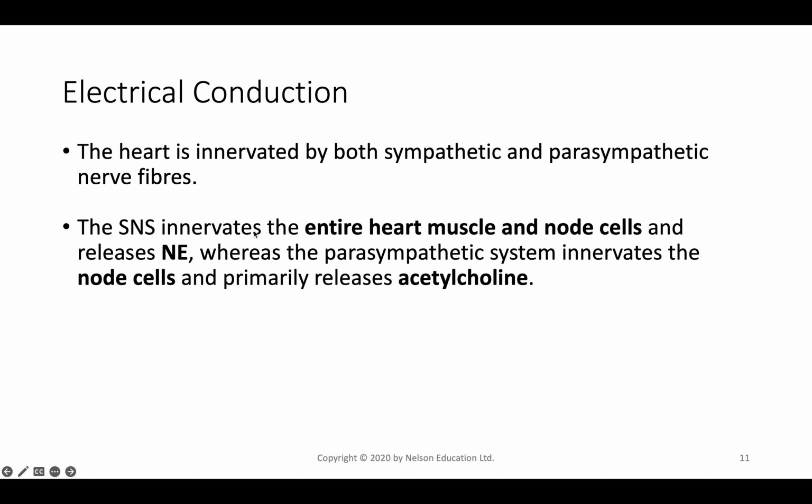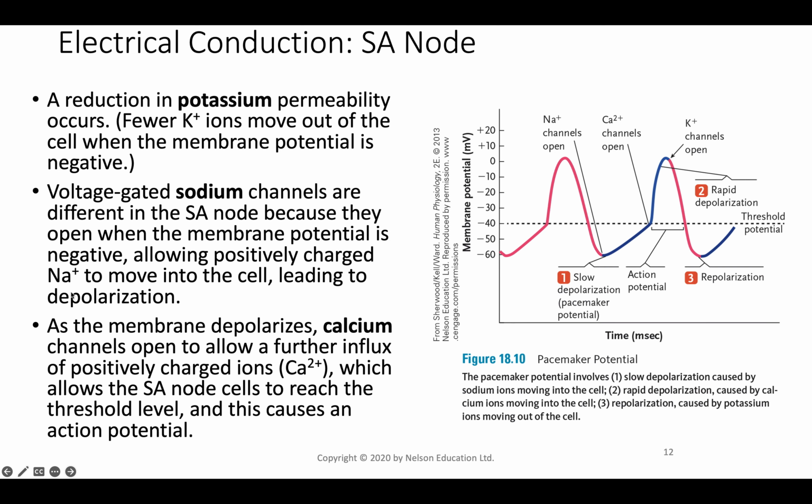So my point is that the sympathetic nervous system is going to increase the rate of the heart by working on the heart muscles and increasing norepinephrine release. Whereas the rest and digest response is going to slow down your heart rate by releasing acetylcholine at the nerves, at the node cells.